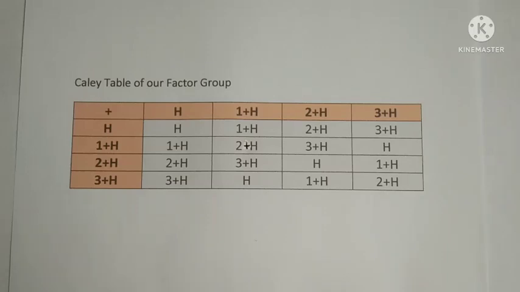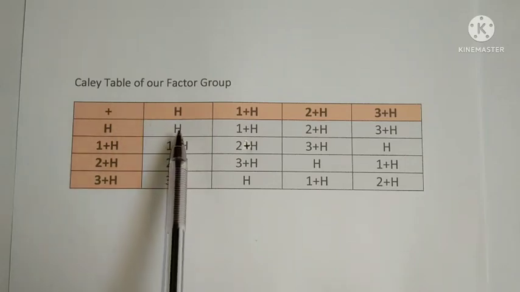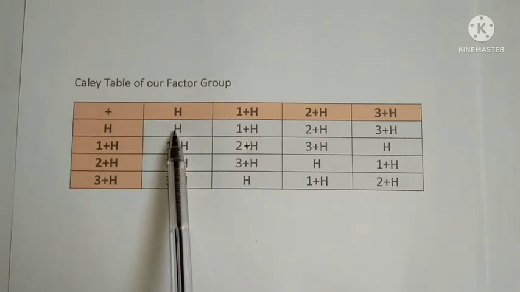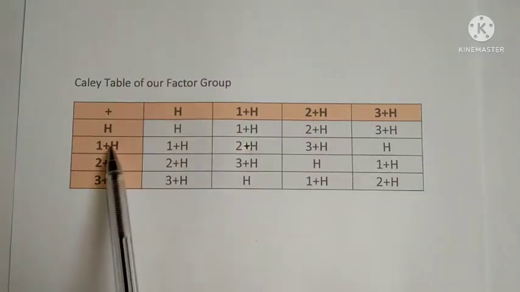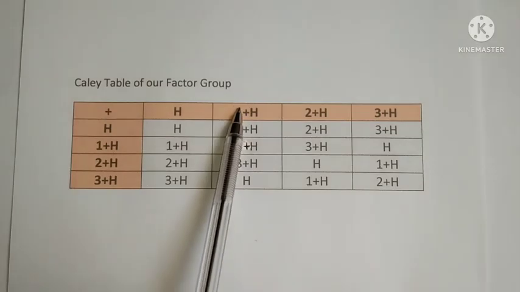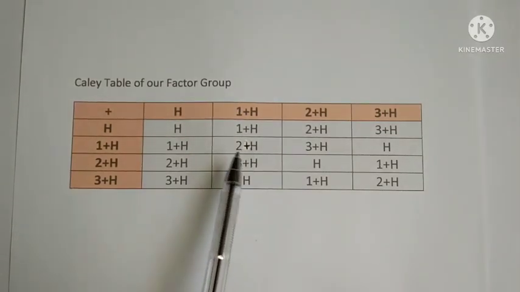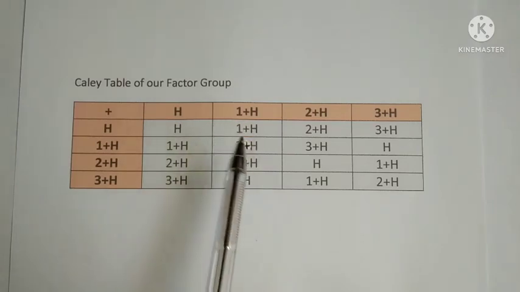Now, let's look at a Cayley table of our factor group. We're going to operate these together, and you're going to see that H is our identity element. When we add, 1 plus H and 1 plus H is equal to 2 plus H. You can work that out with each individual element, and you'd find out that it would be true.